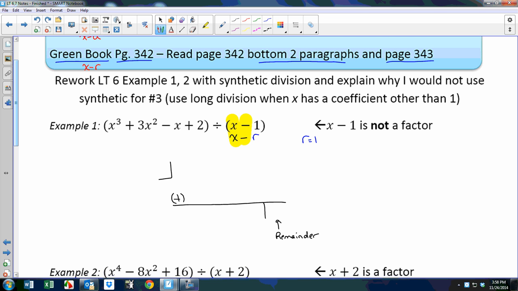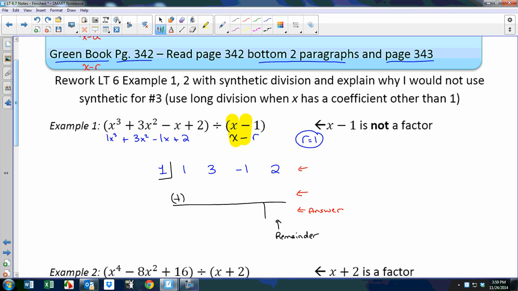Okay, as you read on page 342, your r value 1 goes in this half box, and the coefficients of what you're dividing into, so in this case 1x cubed plus 3x squared minus 1x plus 2, would be the coefficients 1, 3, negative 1, 2. So now the problem's set up, and again, you have 1 line for this, 1 line for the addition, and 1 line for your answer on notebook paper.